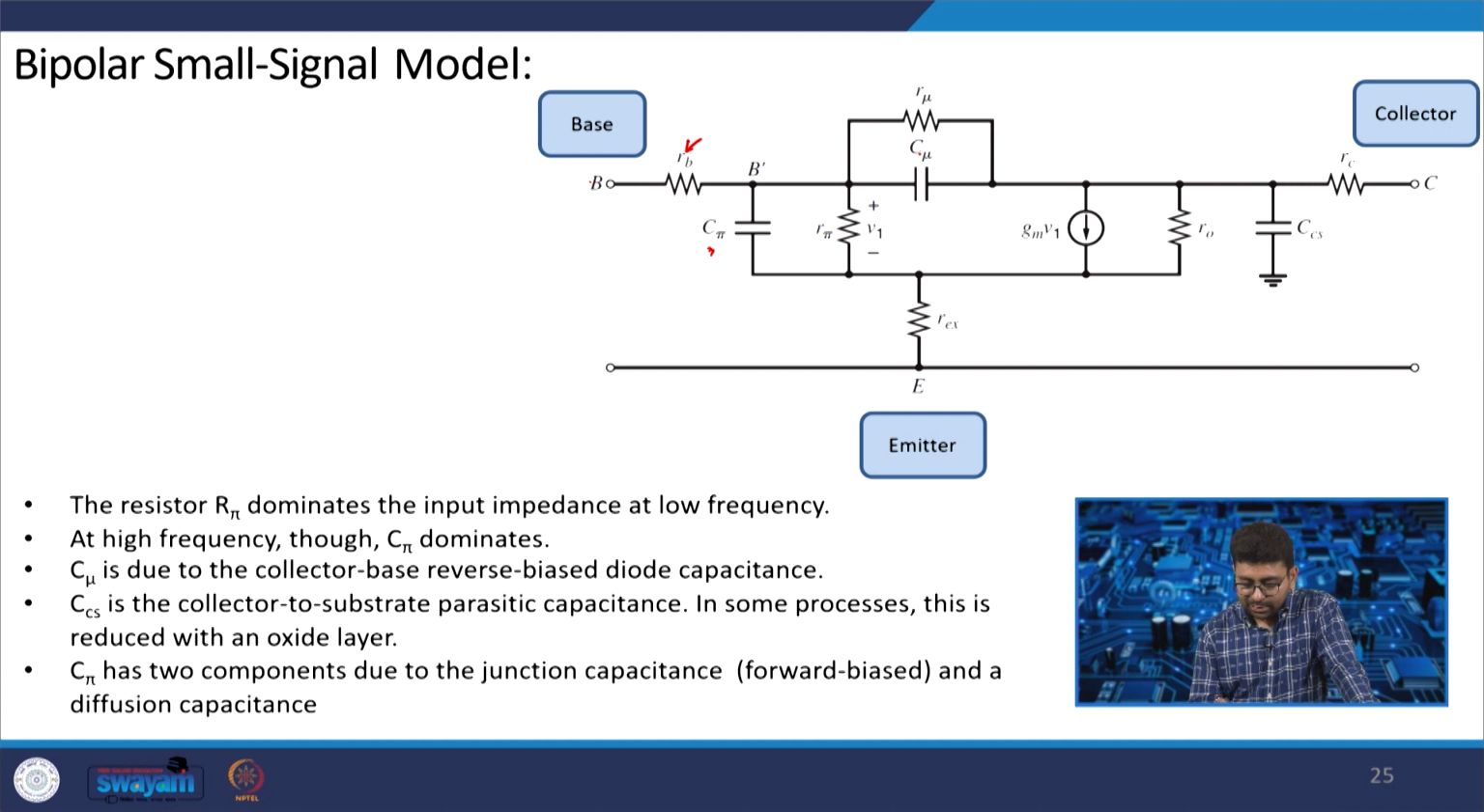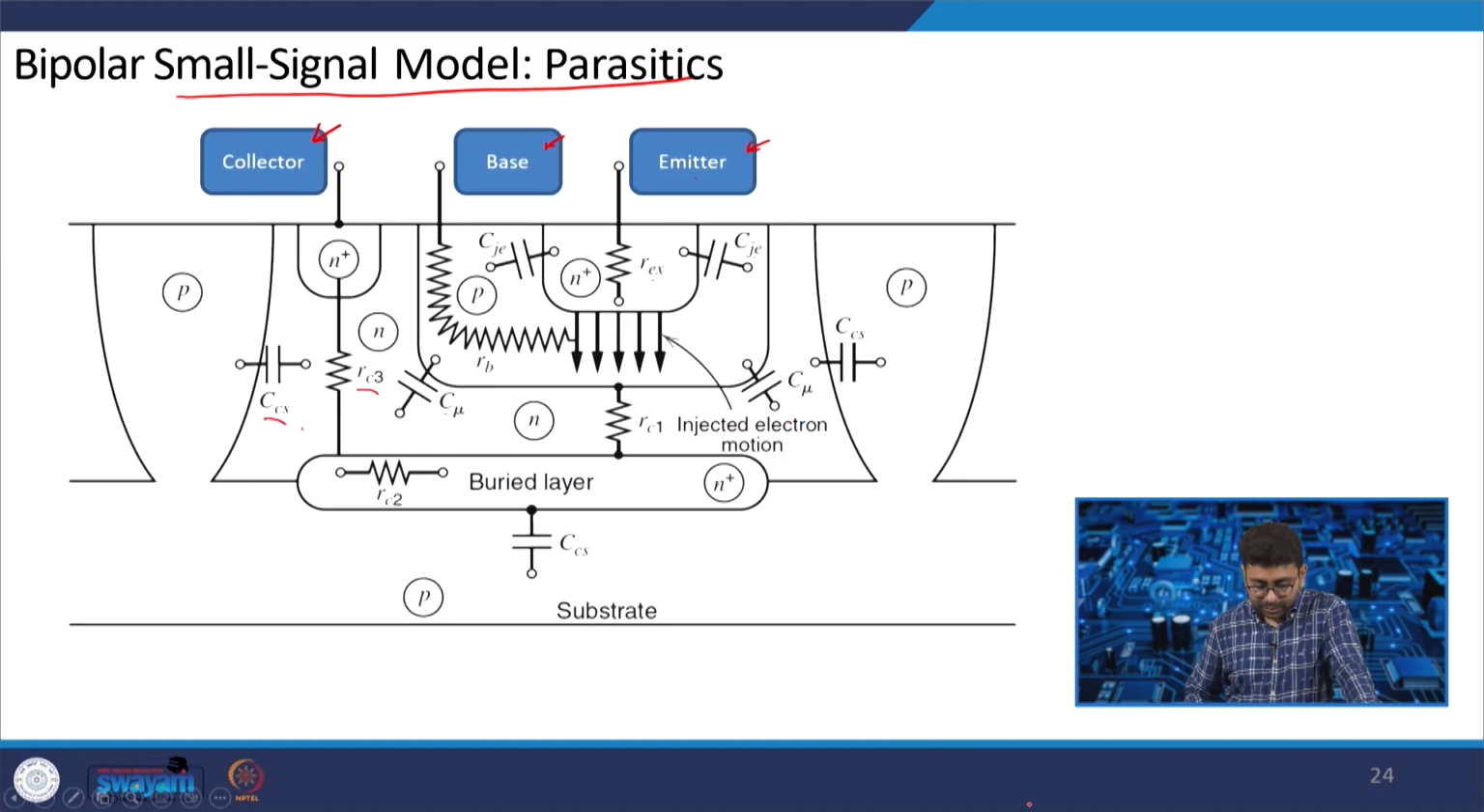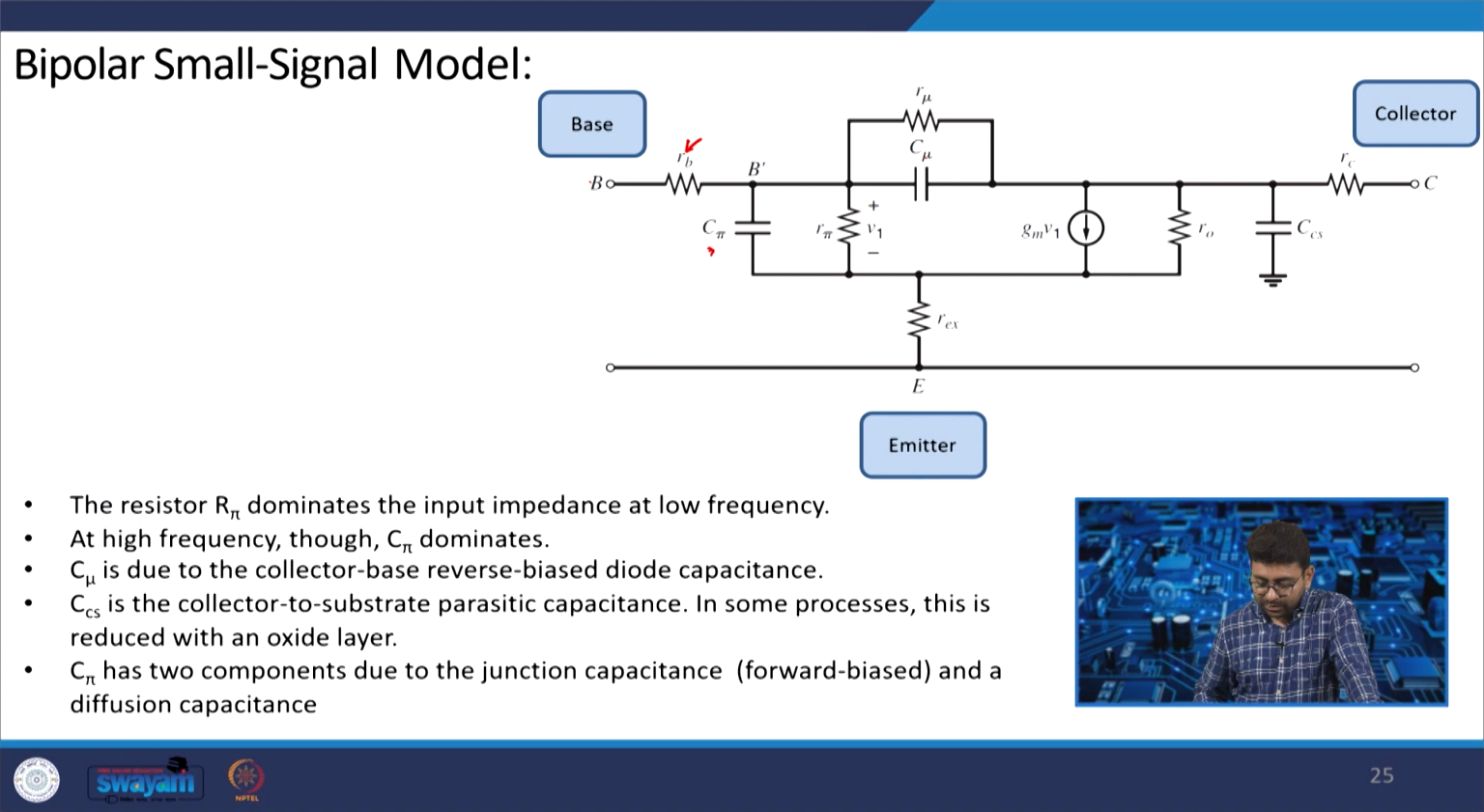There is a capacitor C mu, and R mu is here if we see. Because there is a C mu, similarly there is an R mu that is parallel to the base and collector. So, this is an R mu resistor, and because there is a current gain, we can get gm into v1. This is a current gain, output impedance RO, and the capacitor between collector to source.